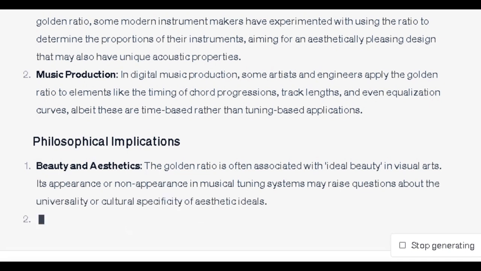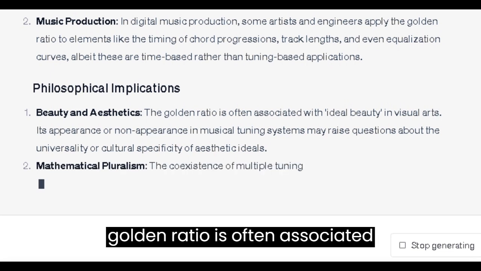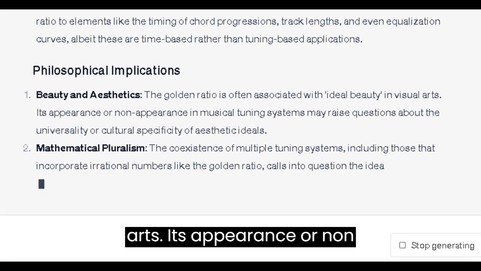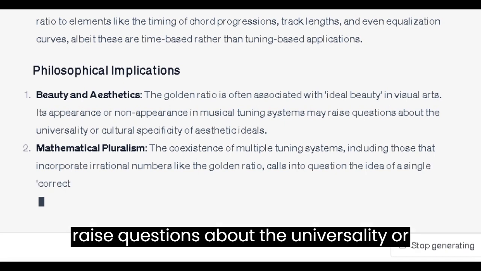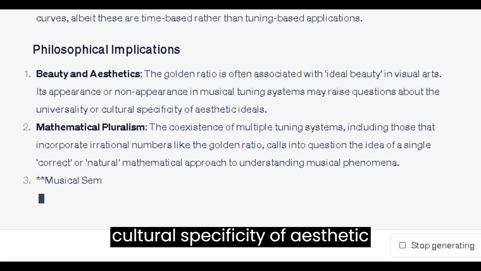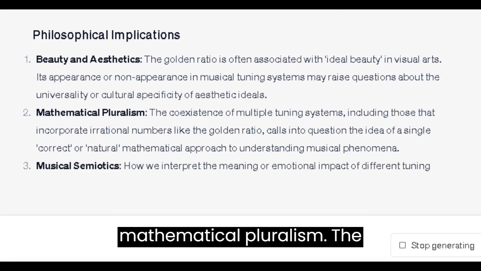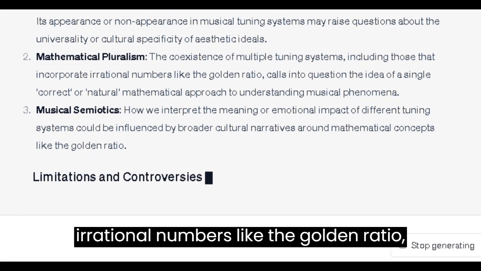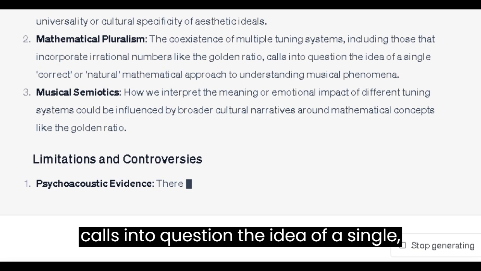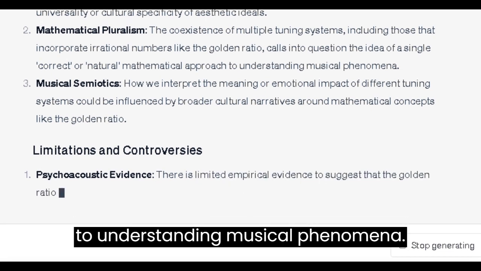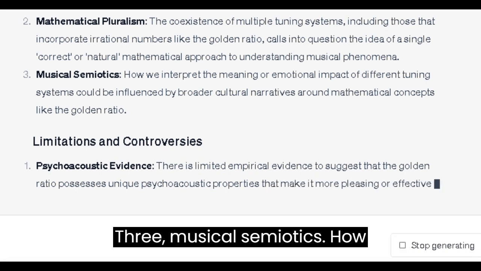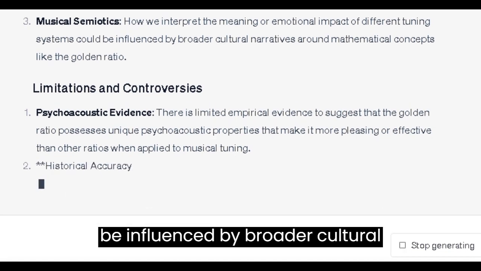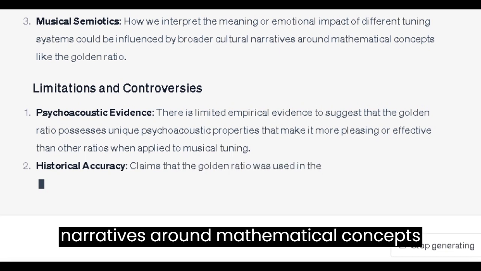Philosophical implications. 1. Beauty and aesthetics. The golden ratio is often associated with ideal beauty in visual arts. Its appearance or non-appearance in musical tuning systems may raise questions about the universality or cultural specificity of aesthetic ideals. 2. Mathematical pluralism. The coexistence of multiple tuning systems, including those that incorporate irrational numbers like the golden ratio, calls into question the idea of a single, correct or natural mathematical approach to understanding musical phenomena. 3. Musical semiotics. How we interpret the meaning or emotional impact of different tuning systems could be influenced by broader cultural narratives around mathematical concepts like the golden ratio.